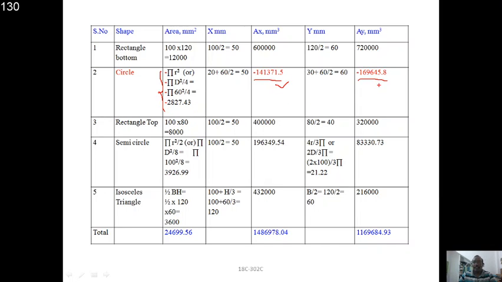Simultaneously, ax will become negative, ay will also become negative, because the area is negative. And furthermore, please understand that there is no negative for the x and y of the same hollow or deducted areas. Here you see, I have not given any negative to the x value. I have not given any negative value to the y value. Because the area is negative, our distances are not negative. So please understand that the area is negative, but not the x and y.